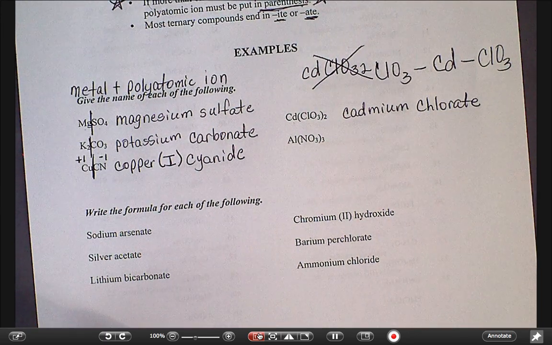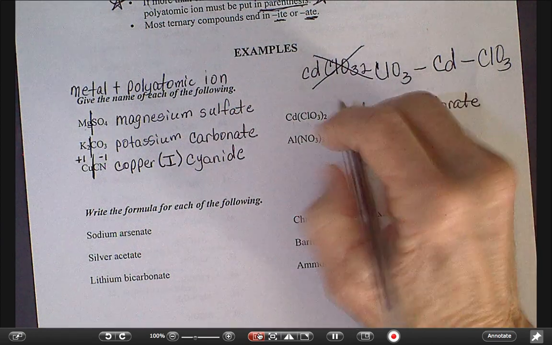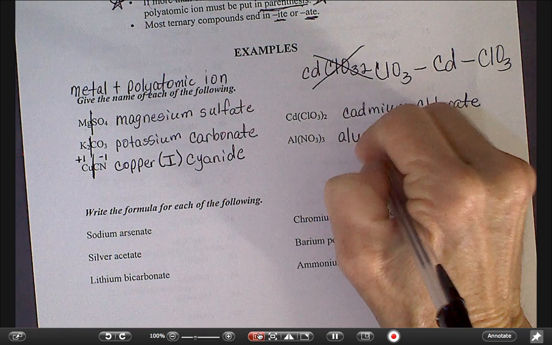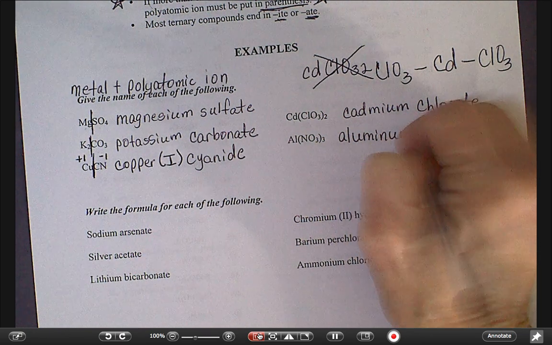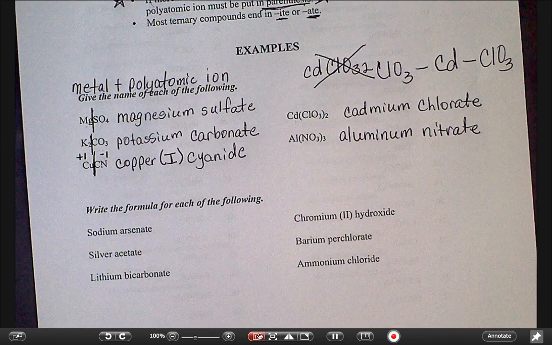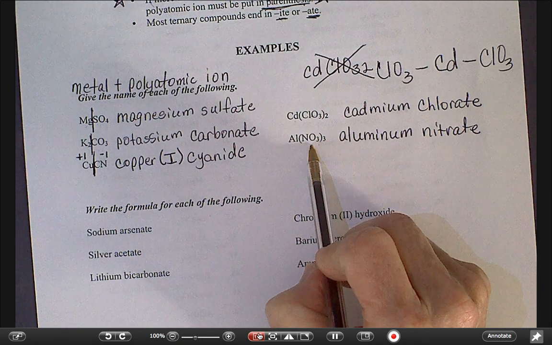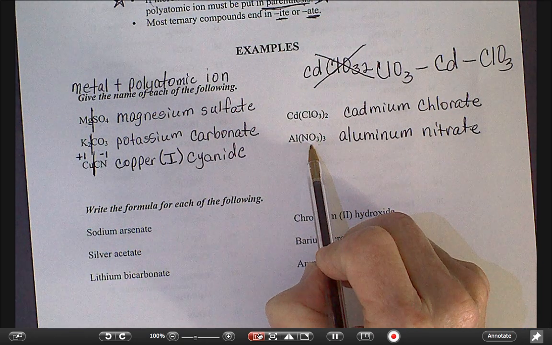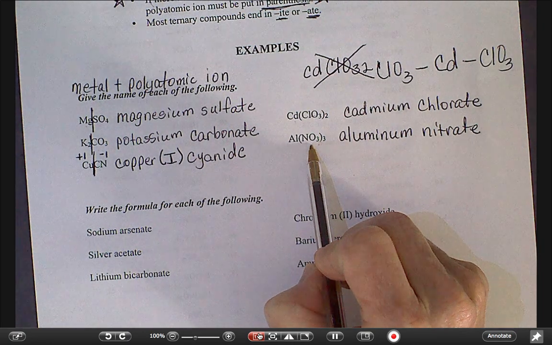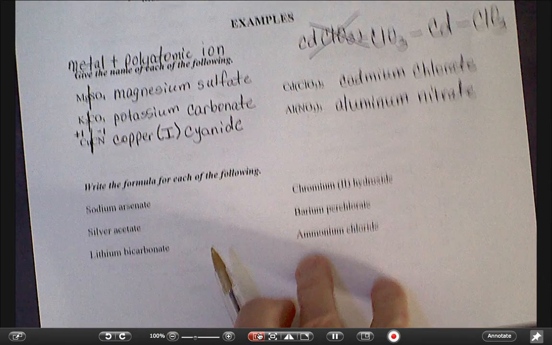Okay? And what's my name for Al parentheses NO3 parentheses 3? Aluminum nitrate. Exactly. You're simply reading the formula inside the what? That's the only thing you're looking at to name it. Does everybody understand? Okay, so now we're going to write some formulas.